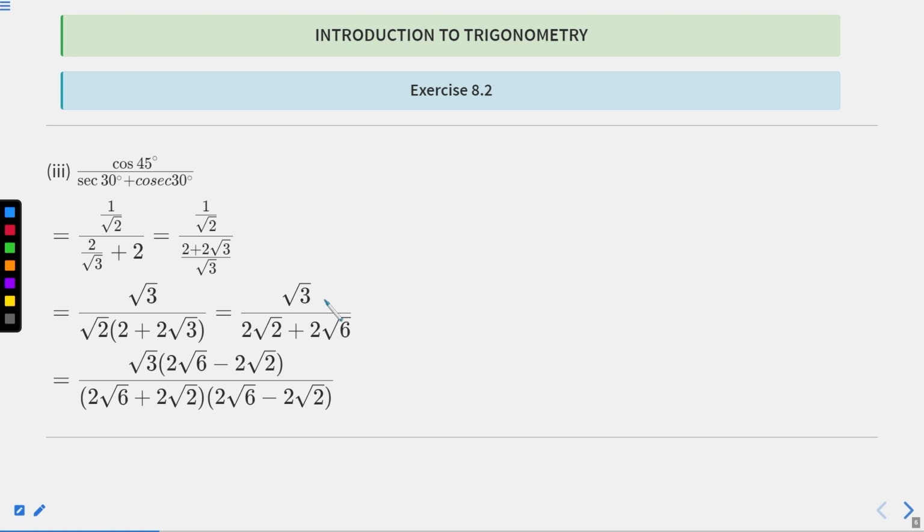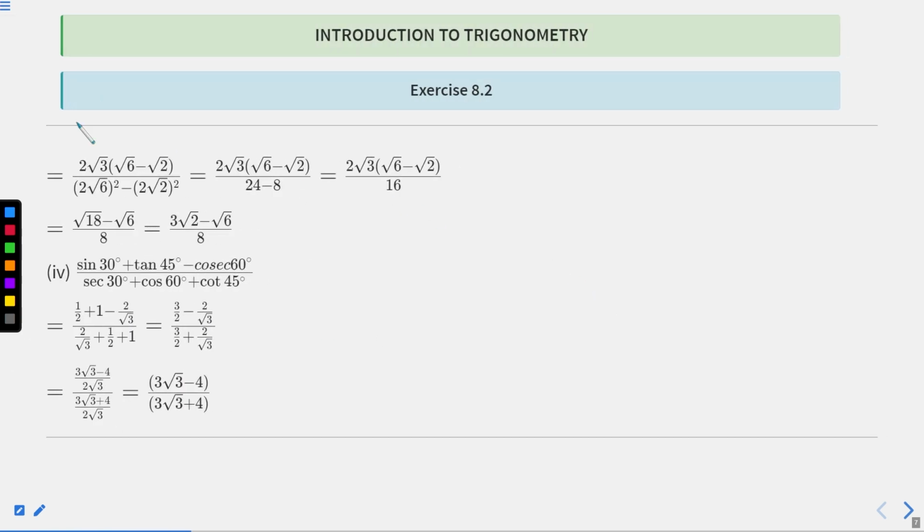And now if we rationalize it, so if we multiply and divide by 2 times root 6 minus 2 times root 2 in denominator and numerator, then we will get this is equal to root 3 times (2 times root 6 minus 2 times root 2) divided by (2 times root 2 plus 2 times root 6) into (2 times root 6 minus 2 times root 2). Okay, so this is equal to 2 times root 3 into (root 6 minus root 2).